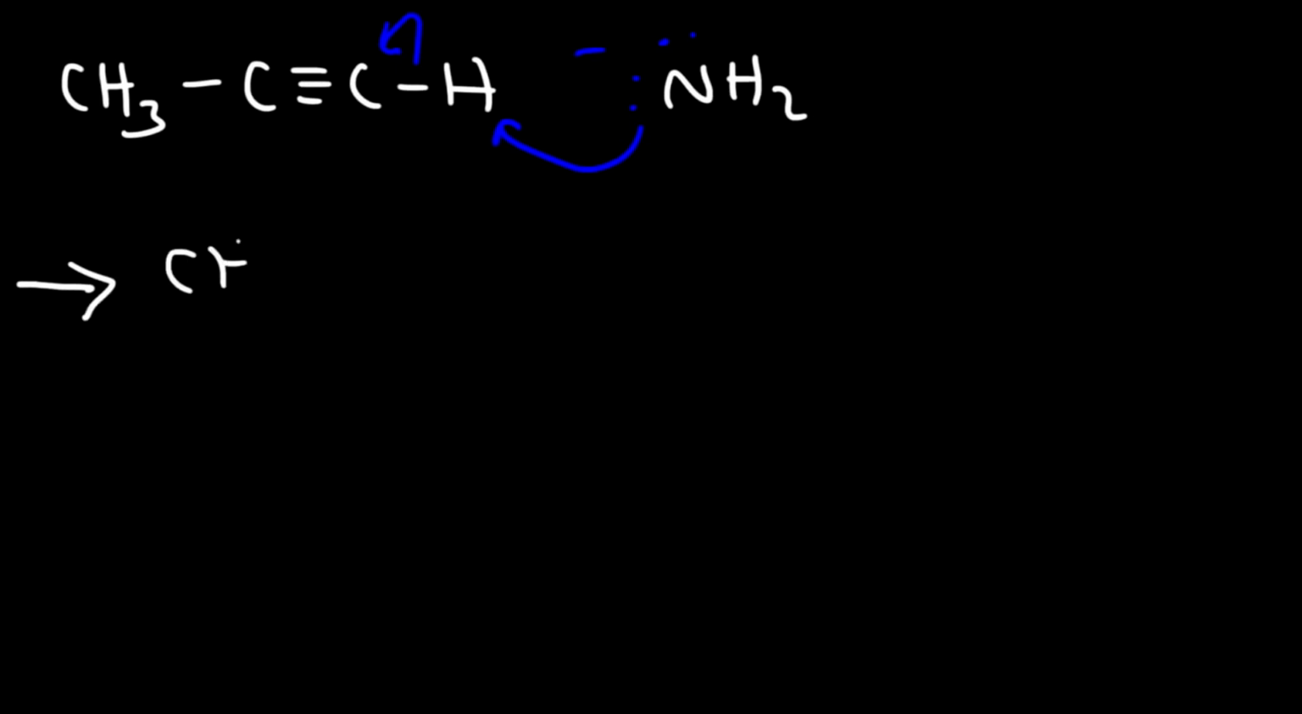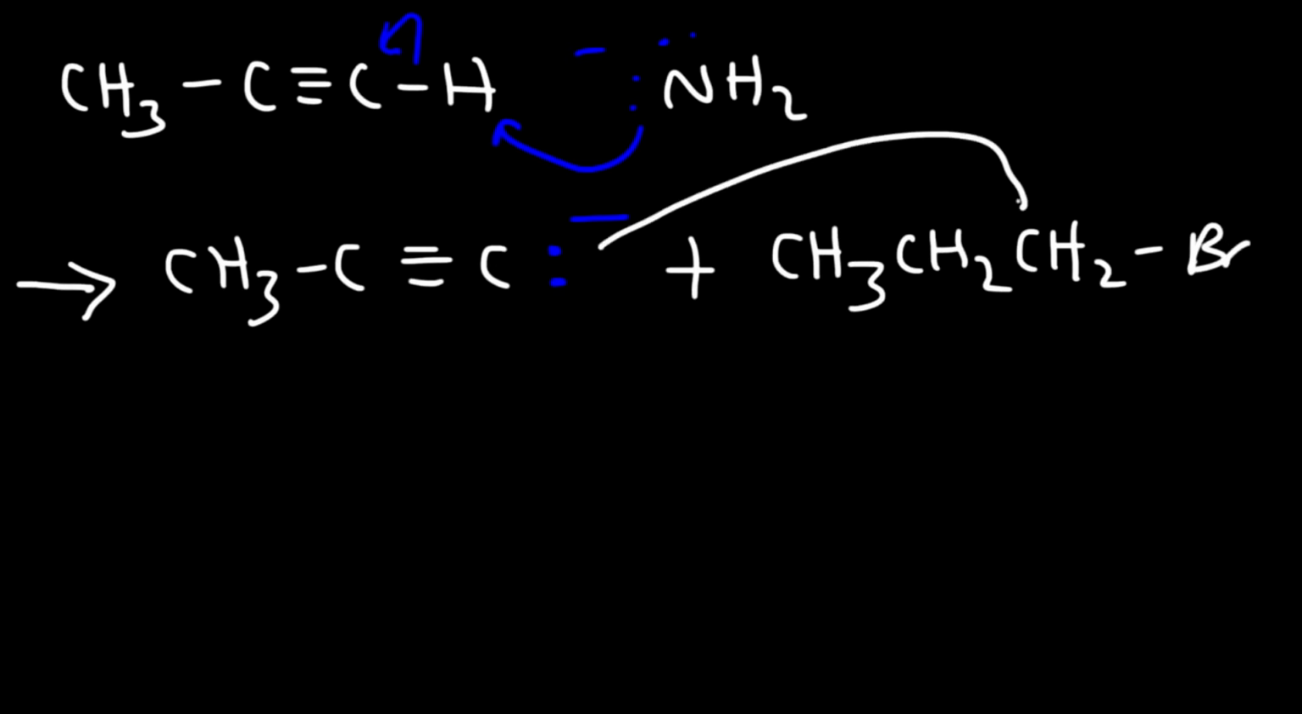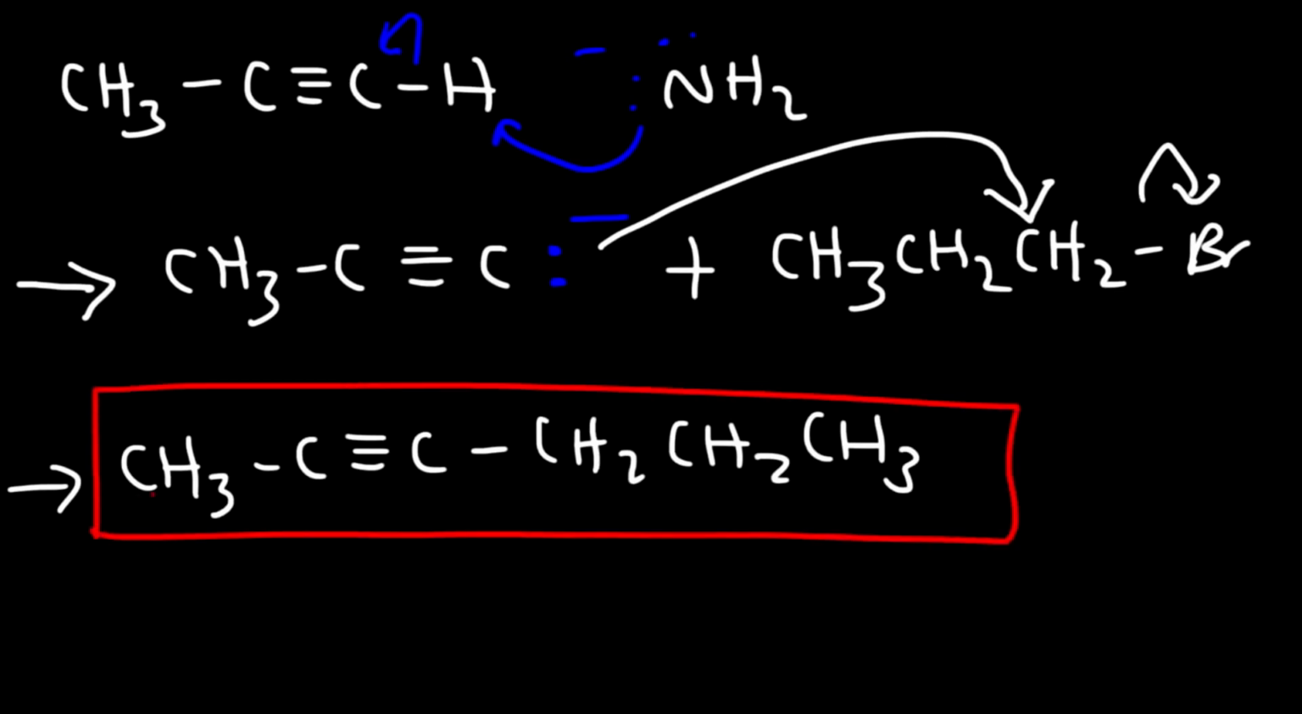And so this is going to be CH3, C, triple bond C with a negative charge. And then we can react this with propyl bromide. So this is the end result. So now we have a total of 6 carbon atoms in a single chain. So that's the product for this reaction.